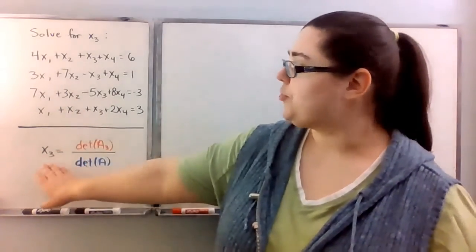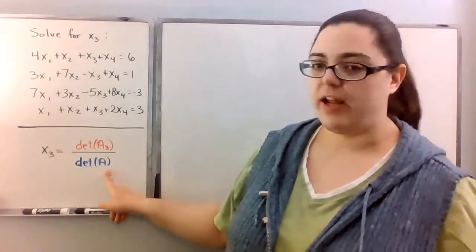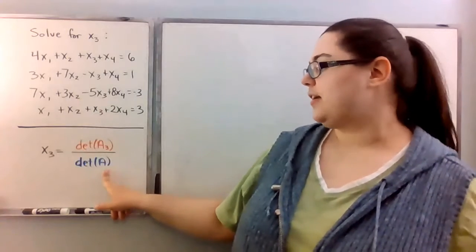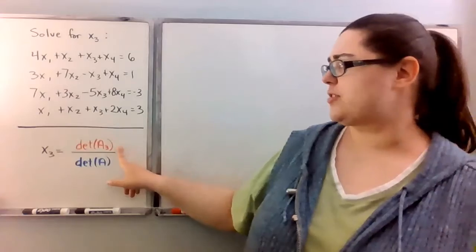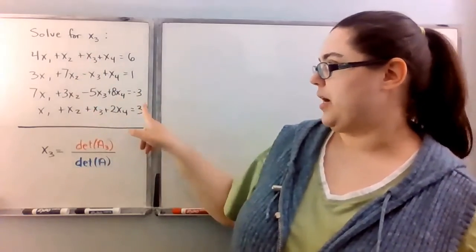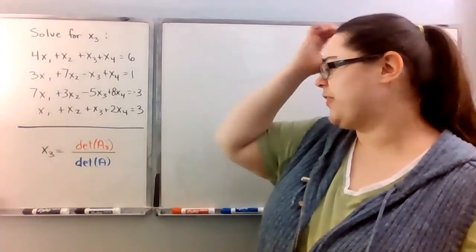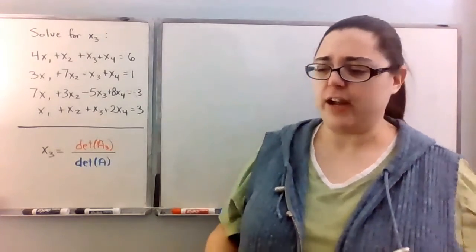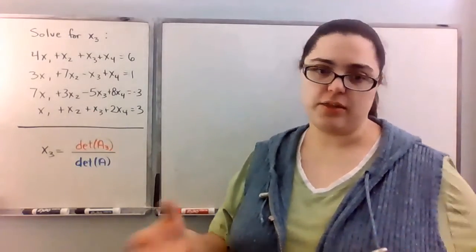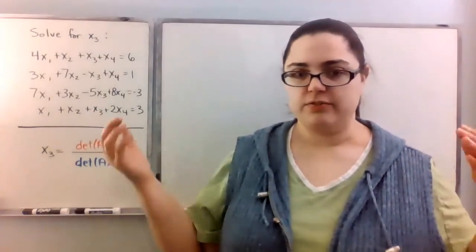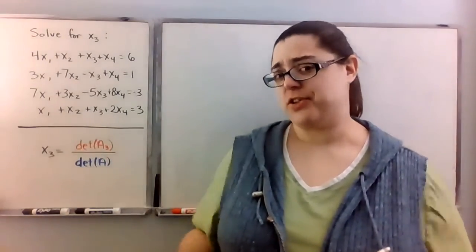Just a reminder, Cramer's rule says if I want to find x3, I need to first find the determinant of A, that's the coefficient matrix, and then I have to find the determinant of A3. That's the coefficient matrix with the third column replaced by the constant column. So let's find the determinant of A in one way, and then I'm going to find the determinant of A3 in another way, just so you have an idea of what it feels like to find a 4x4 determinant.